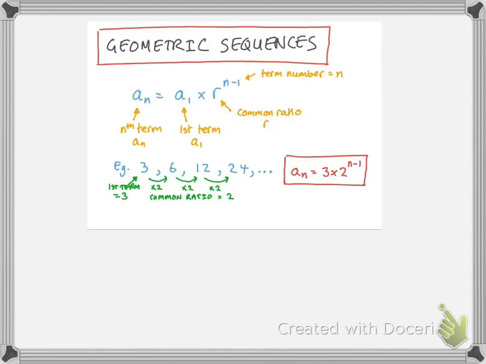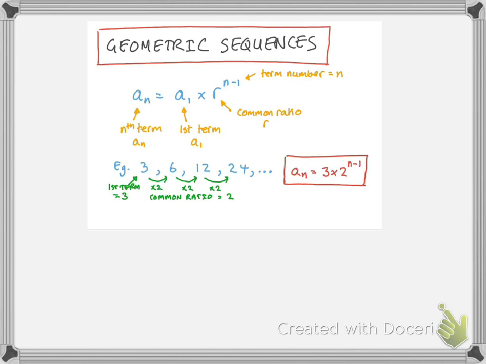Okay, here is the explicit formula for a geometric sequence. It's in blue right here. The explicit form says that if I want to find the nth term of the sequence, I take the first term and multiply it by some power of the common ratio.